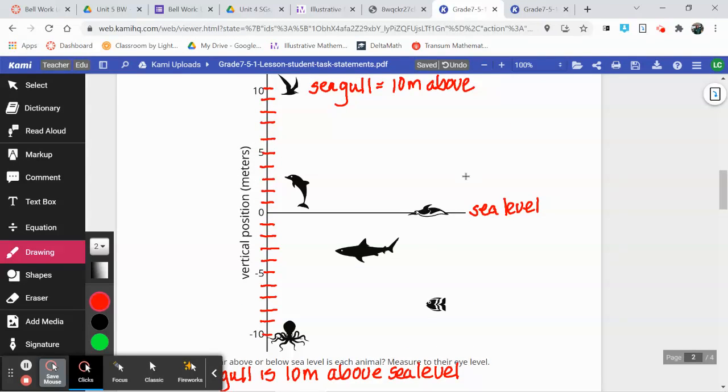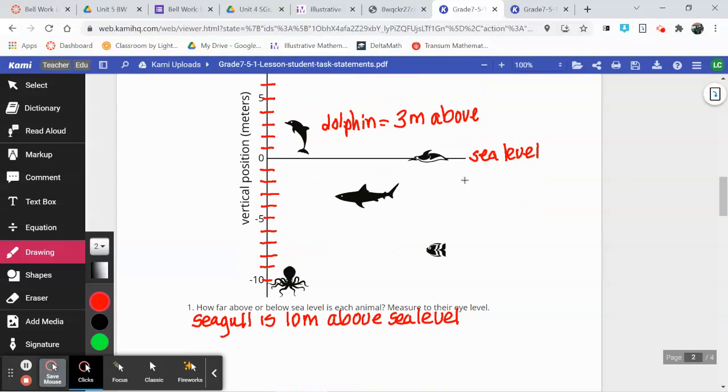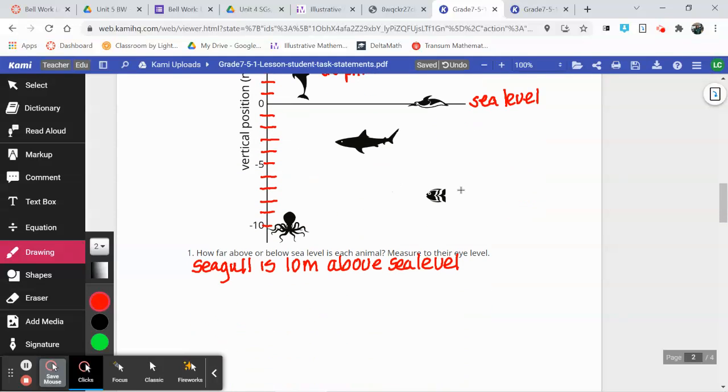Dolphin. The dolphin starts at 0. 1, 2, 3. Remember they said eye level, so his eye is at about 3. And it's above. We're still above the ocean, which is a positive number.